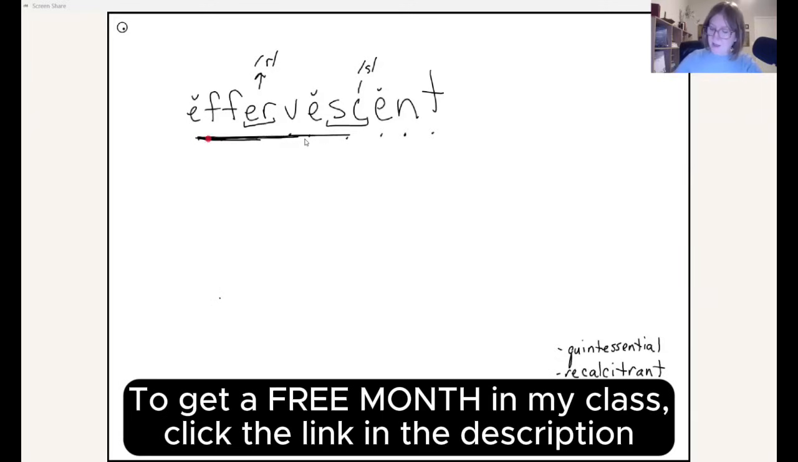Effervesce, effervesce, effervescen, effervescent. Effervescent. How was that one? Y or A? Blair, you were on it with that Y. You're like, I got a Y, man. I'm putting that Y in fast. I love it. Y or A?